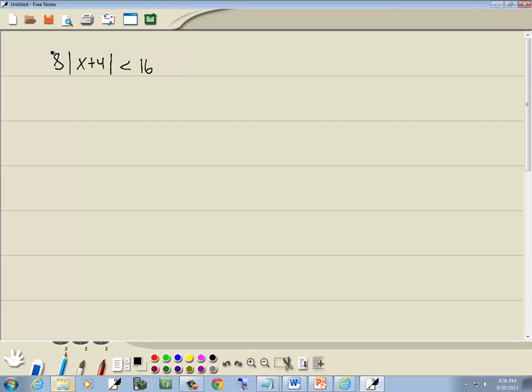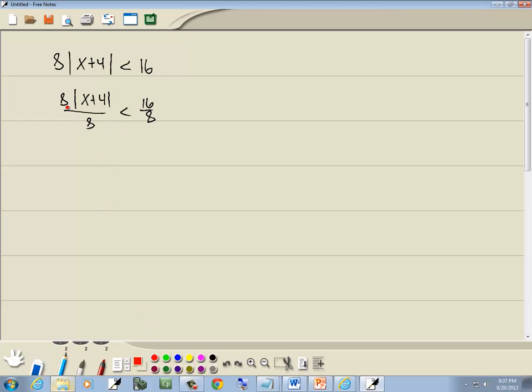isn't by itself on the left side. We have an 8 in front of it. When you have an 8 right next to the absolute value, that means multiplication. So this is 8 times that. So to get rid of that 8, we're going to divide both sides by 8. Whenever you have multiplication here, you do the opposite operation, so you divide both sides by 8.